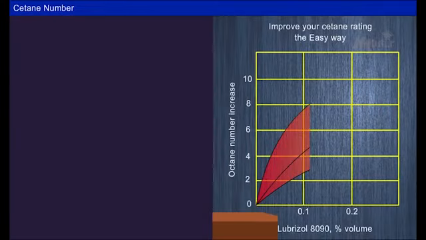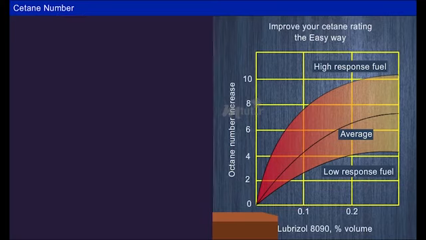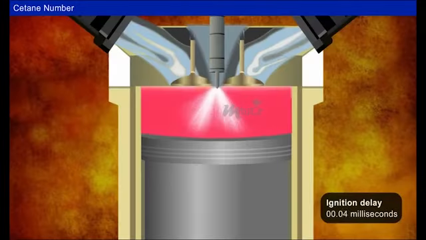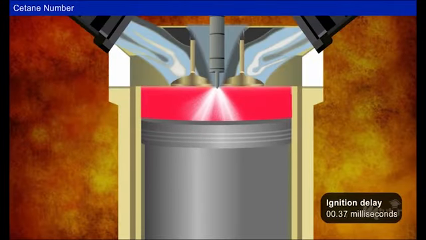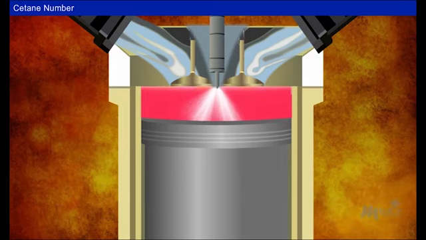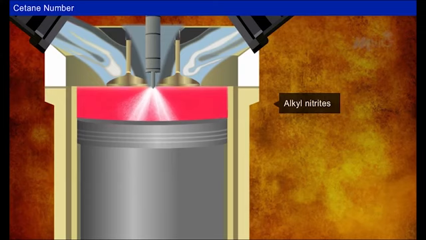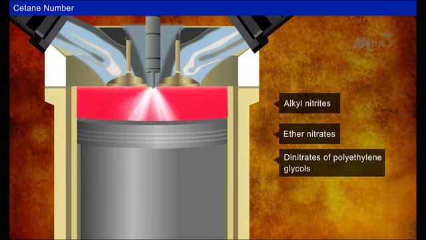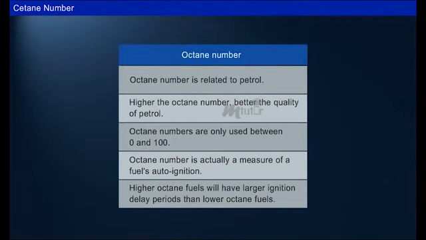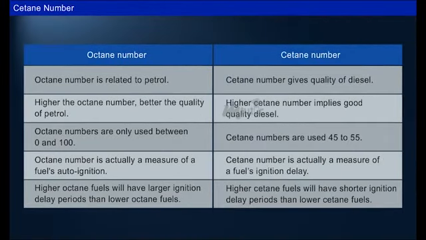Cetane improvers are compounds which readily decompose to give free radicals, thus enhancing the rate of chain initiation in diesel combustion. Cetane improvers promote fast oxidation of fuels and thus improve their ignition characteristics. Chemical compounds such as alkyl nitrites, ether nitrates, dinitrates of polyethylene glycols, and certain peroxides are well-known cetane improvers. Observe the table for the difference between octane number and cetane number.